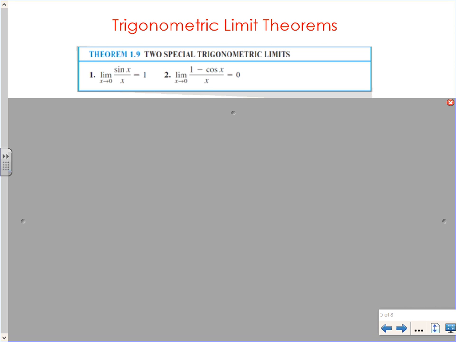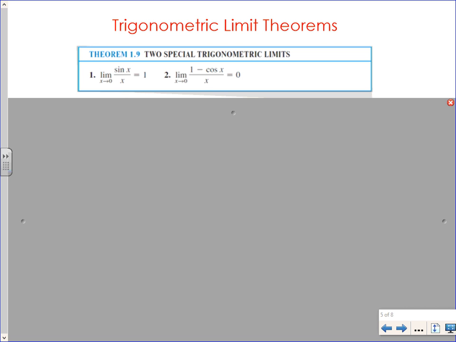maybe you have noticed, maybe you have not, but by using direct substitution with both of these, you get 0 over 0. Now, there are proofs for these 2 limits. I am not going to go through these at this time. If you would like to look at them in your book, you are welcome to. But for right now, let's just accept the fact that these are 2 rules that we need to know.